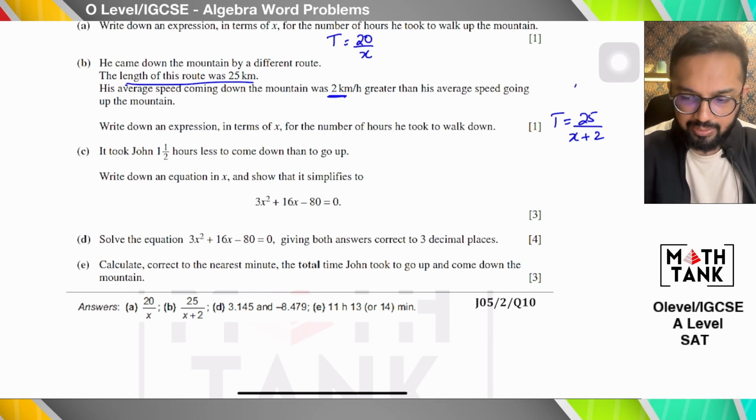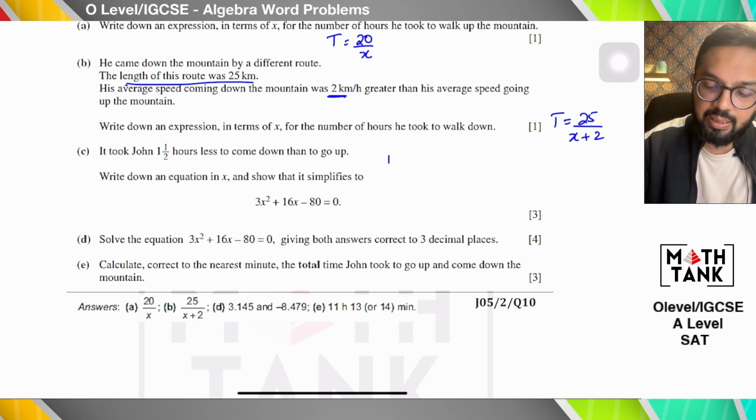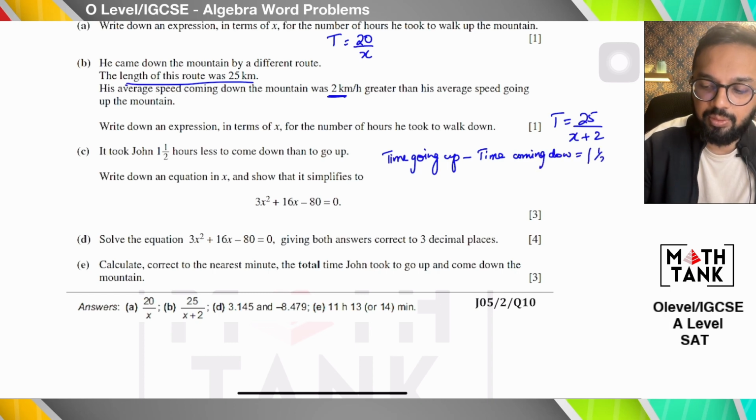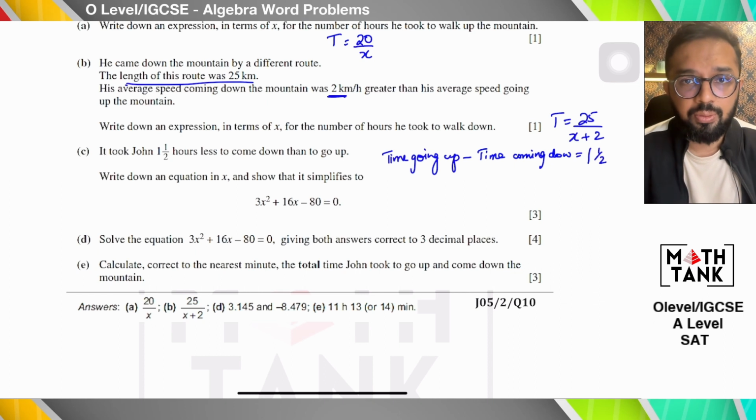So this time was less. This time that he was coming down, it was less than the time going up. Write down an equation. So how do I construct an equation out of this? Can I say that time going up minus time coming down is 1 whole 1 over 2 or 1.5, whatever I want to say.